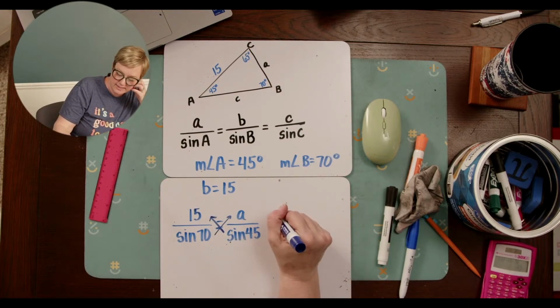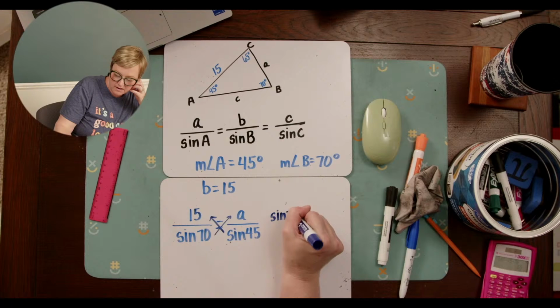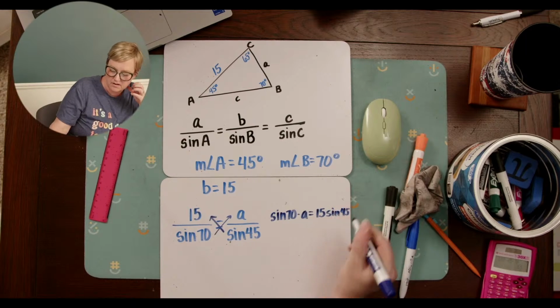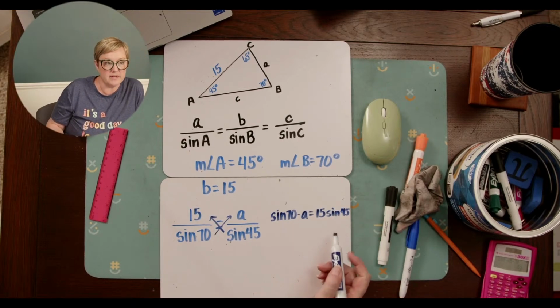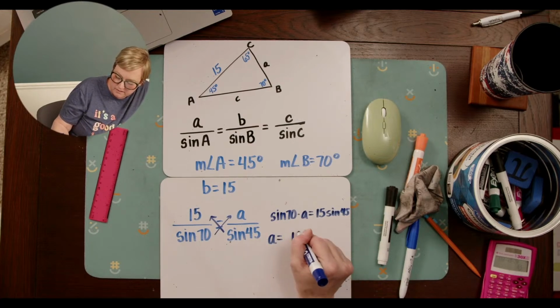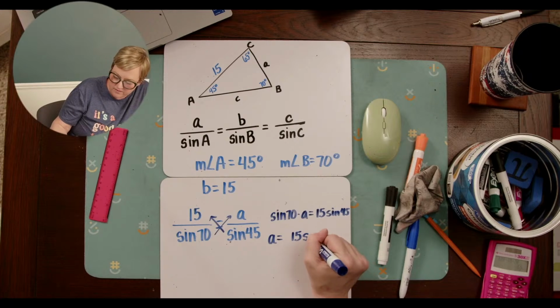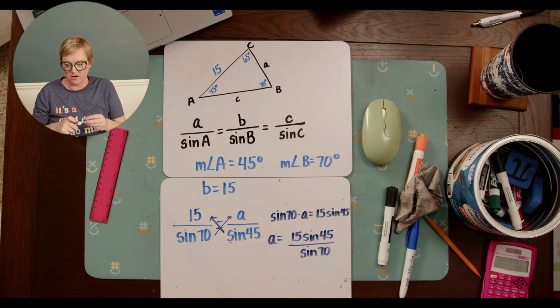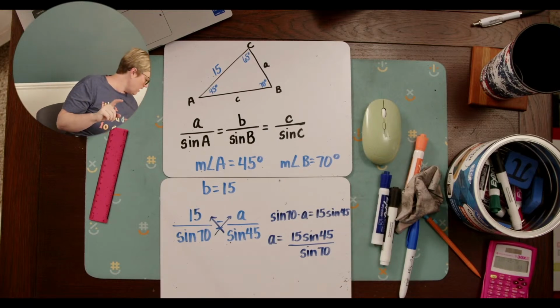So I've got sine 70 times A equals 15 sine 45. Then I'm going to divide both sides by sine 70, and I get that side length A equals 15 sine 45 over sine 70. Now I'm going to type that into my calculator, and I'm going to make sure that I'm in degrees mode.